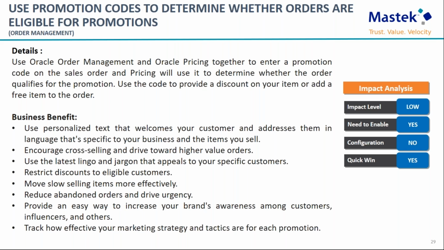The next feature is use promotion codes to determine whether orders are eligible for promotion. This feature lets order management and Oracle pricing work together to enter a promotion code on the sales order, and pricing will use it to determine whether the order qualifies for promotion or not. We can use the code to provide a discount on our items or add a free item to the order.